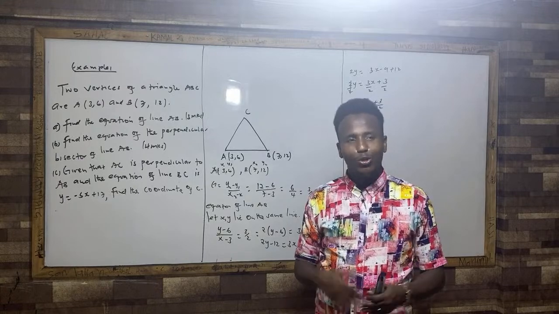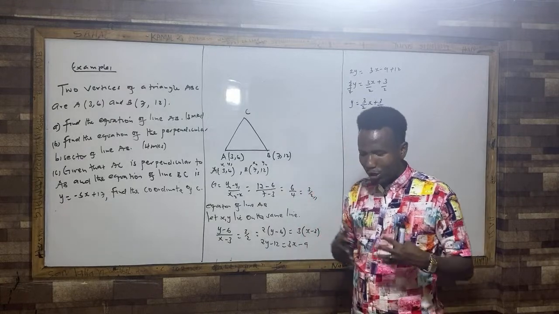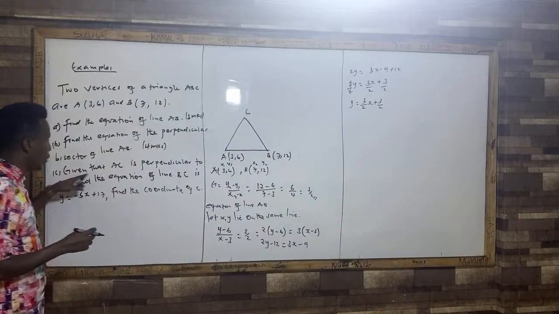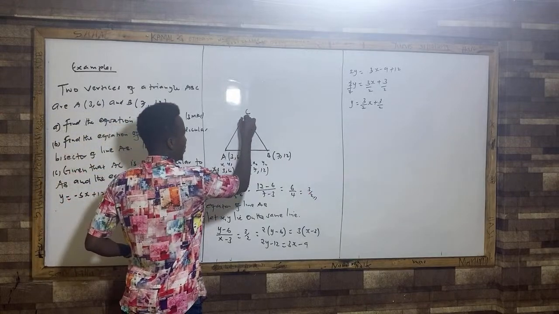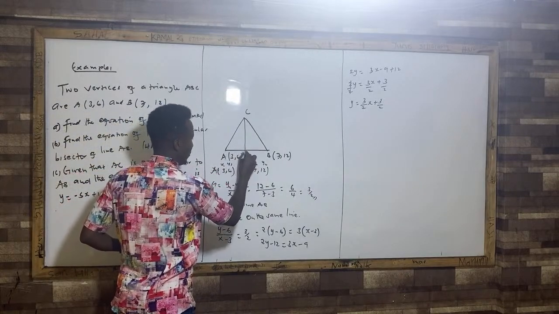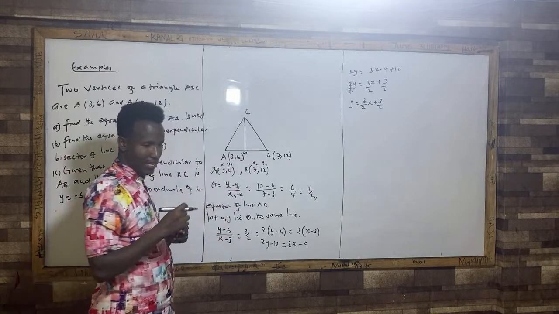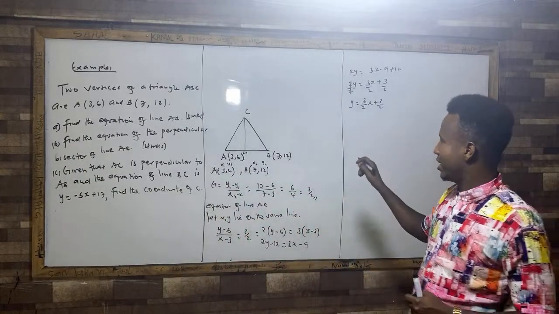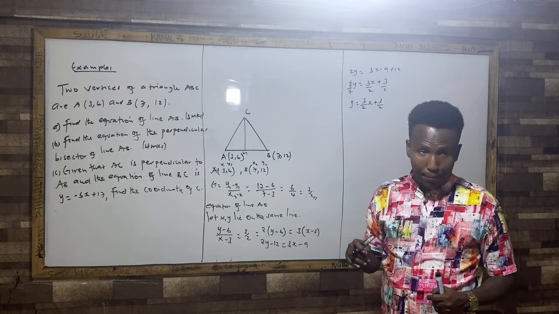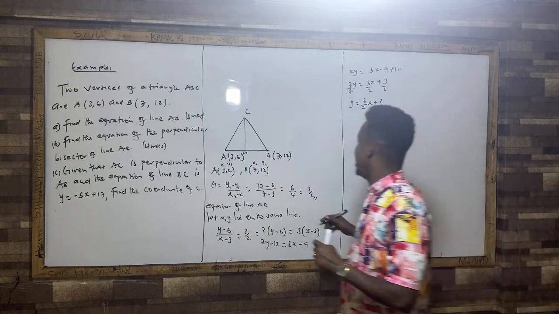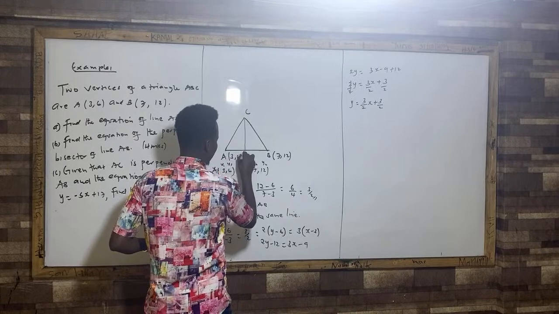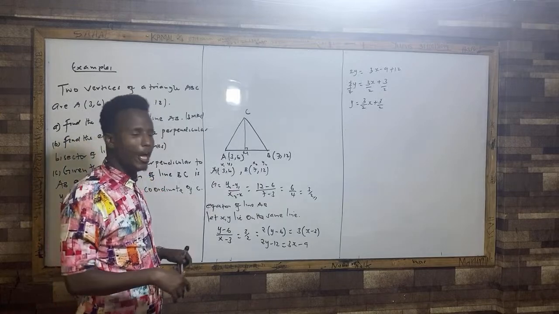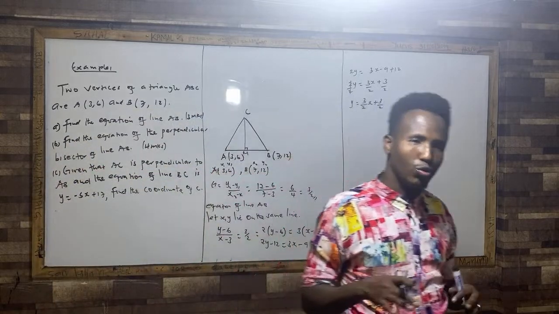So here, we are going to use the concept of perpendicular lines. If you drop the line which is perpendicular to AB from C, let's call this point M. Now, M is the midpoint of AB. So we need to get the coordinates of M as well as the gradient of line CM, because this line CM is perpendicular to AB at M. Understand the nature of the equation, please.